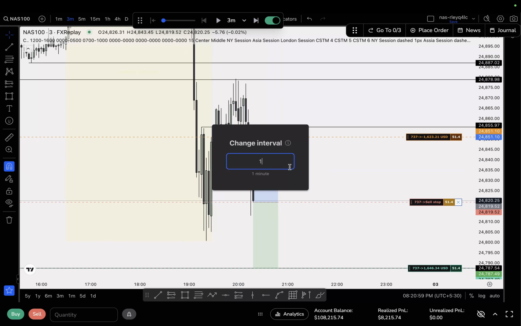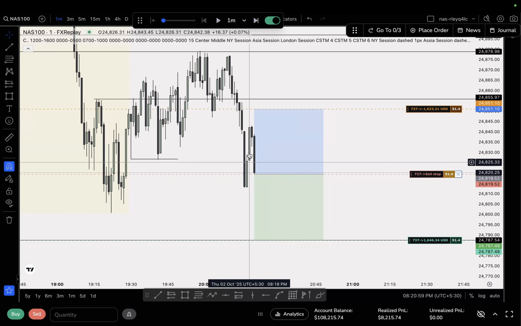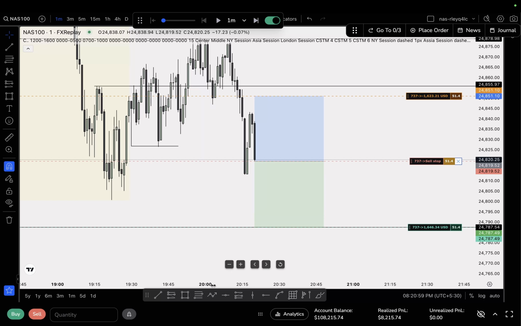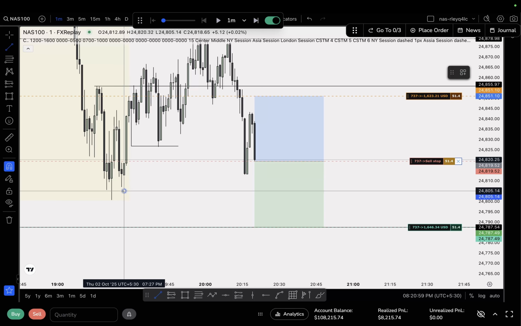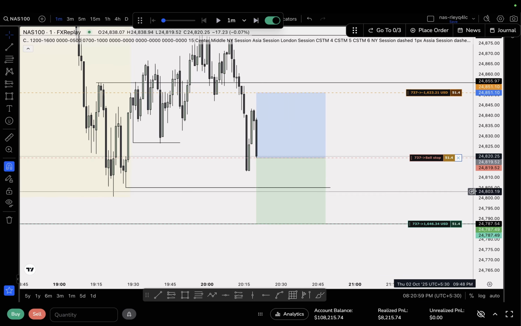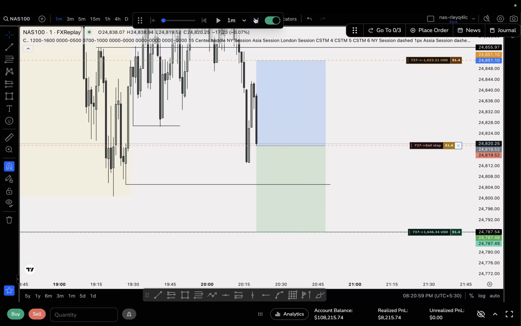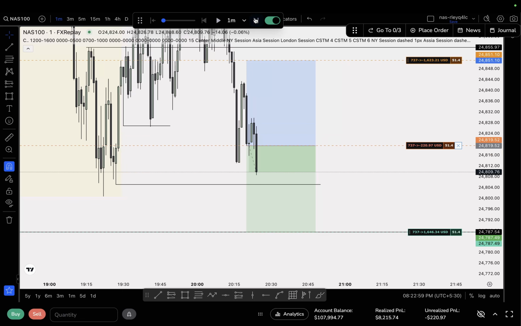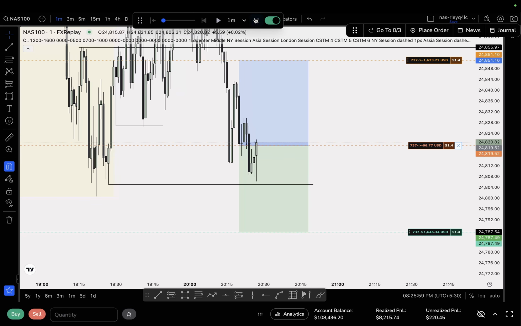3 also has like nice displacement. 1 minute we tap this fair value gap, push lower. We have like almost like relative equal lows. Break even there. One more push, bro. Come on.